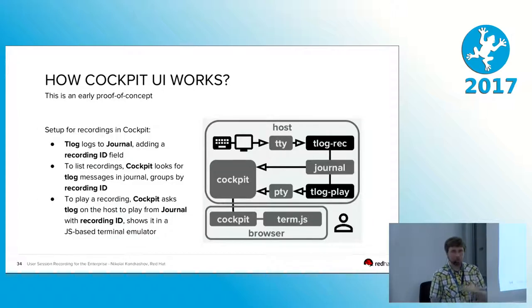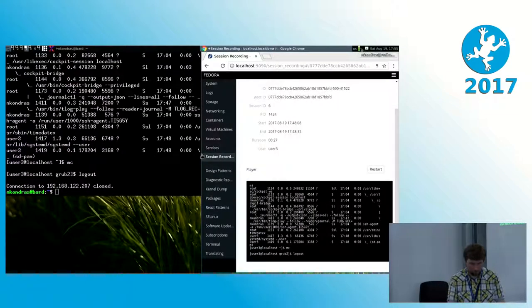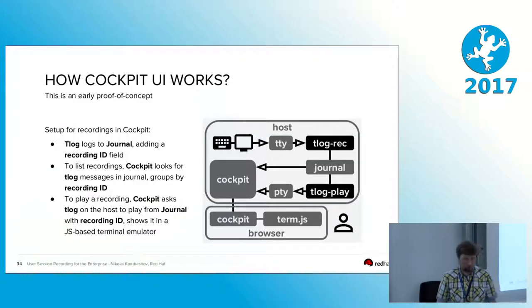So at the moment, the Cockpit UI is very basic, and we resorted to a trick to get it off quickly. Tlog-rec records a special synthetic recording ID, which is unique on the host, and records it as a journal field, so that then Cockpit could request all the tlog messages and then just aggregate them by recording ID and provide this list here. And then to play the recording, we basically run tlog-play on the host. It's the playback tool, and Cockpit runs it under a pty and then forwards everything it sees to the JavaScript-based terminal that you saw on the screen here.